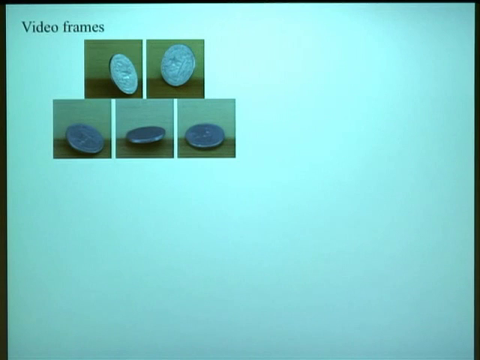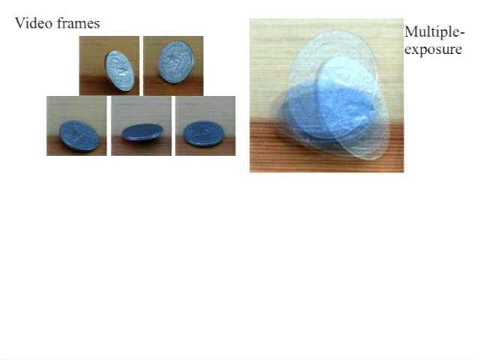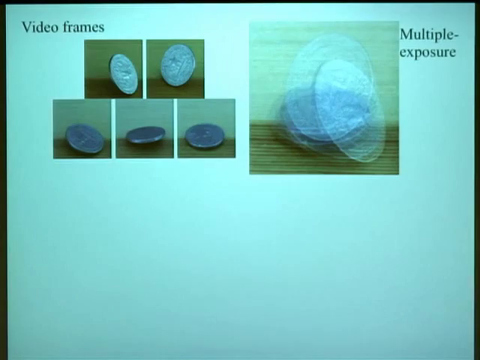Well, you can just average them all together with the averaging method. And that kind of works. It lets you see what happened. But there are a number of problems with it. You can't get any sense of the depth of things or the temporal ordering of things. And also, you have reduced contrast in the regions where things are averaged together.